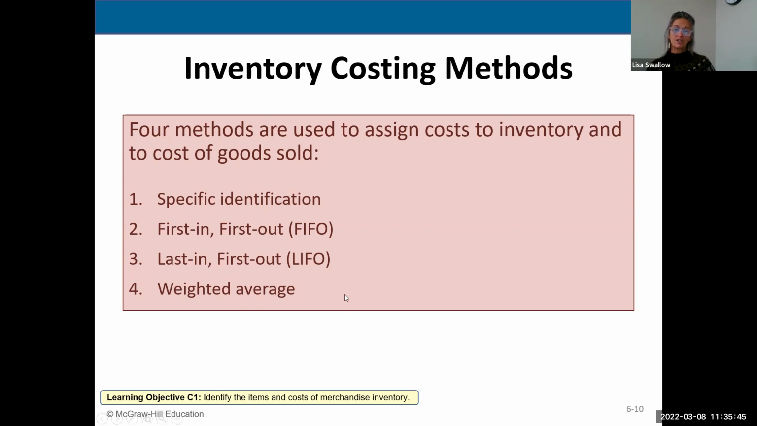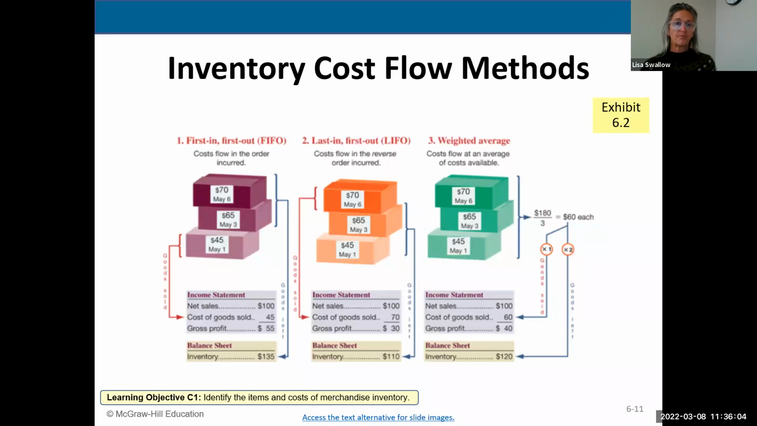And then weighted average requires calculating after each purchase a new average cost basis for all the units you've brought in. So you need a pretty sophisticated set of calculations to do. So let's look at these. Again, FIFO, LIFO, and weighted average.